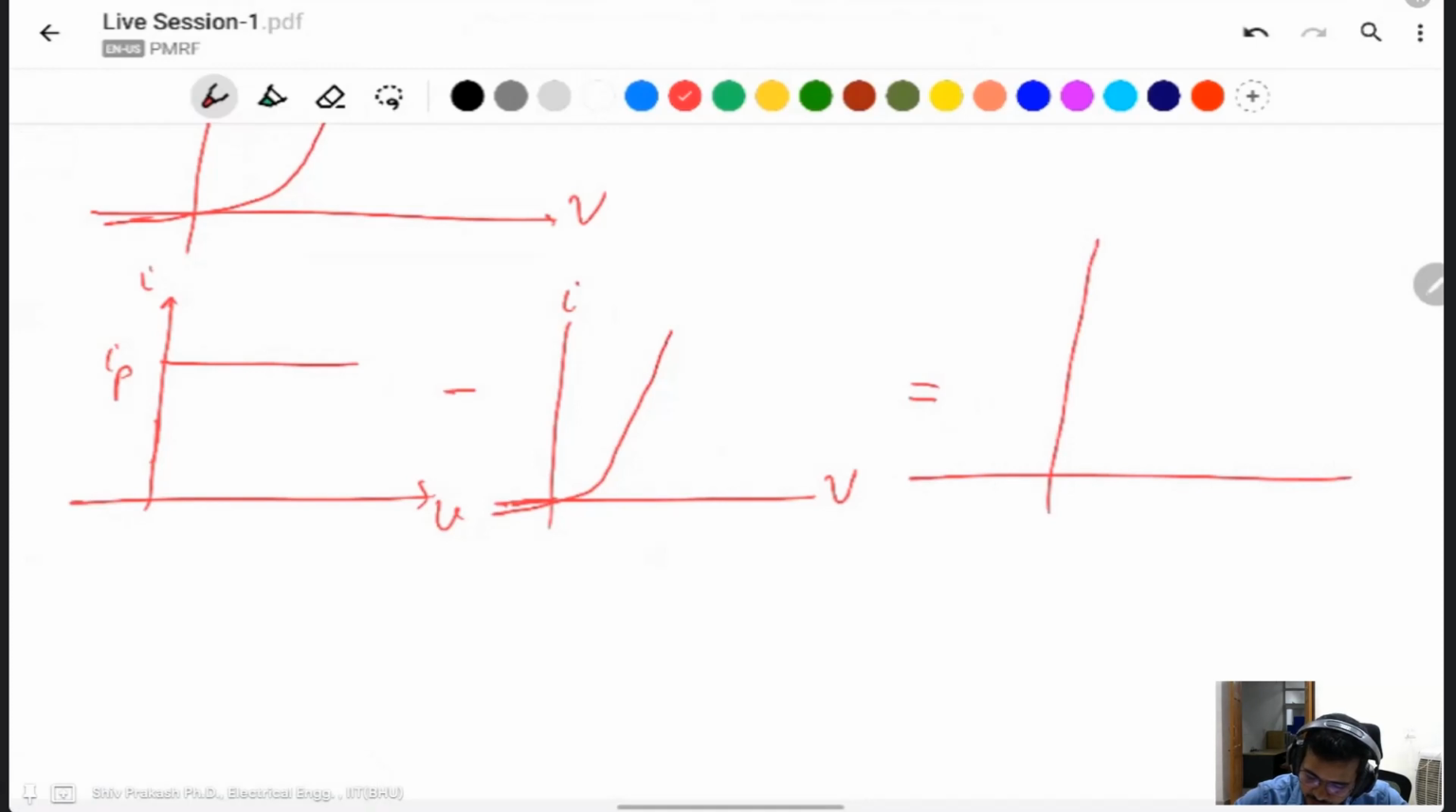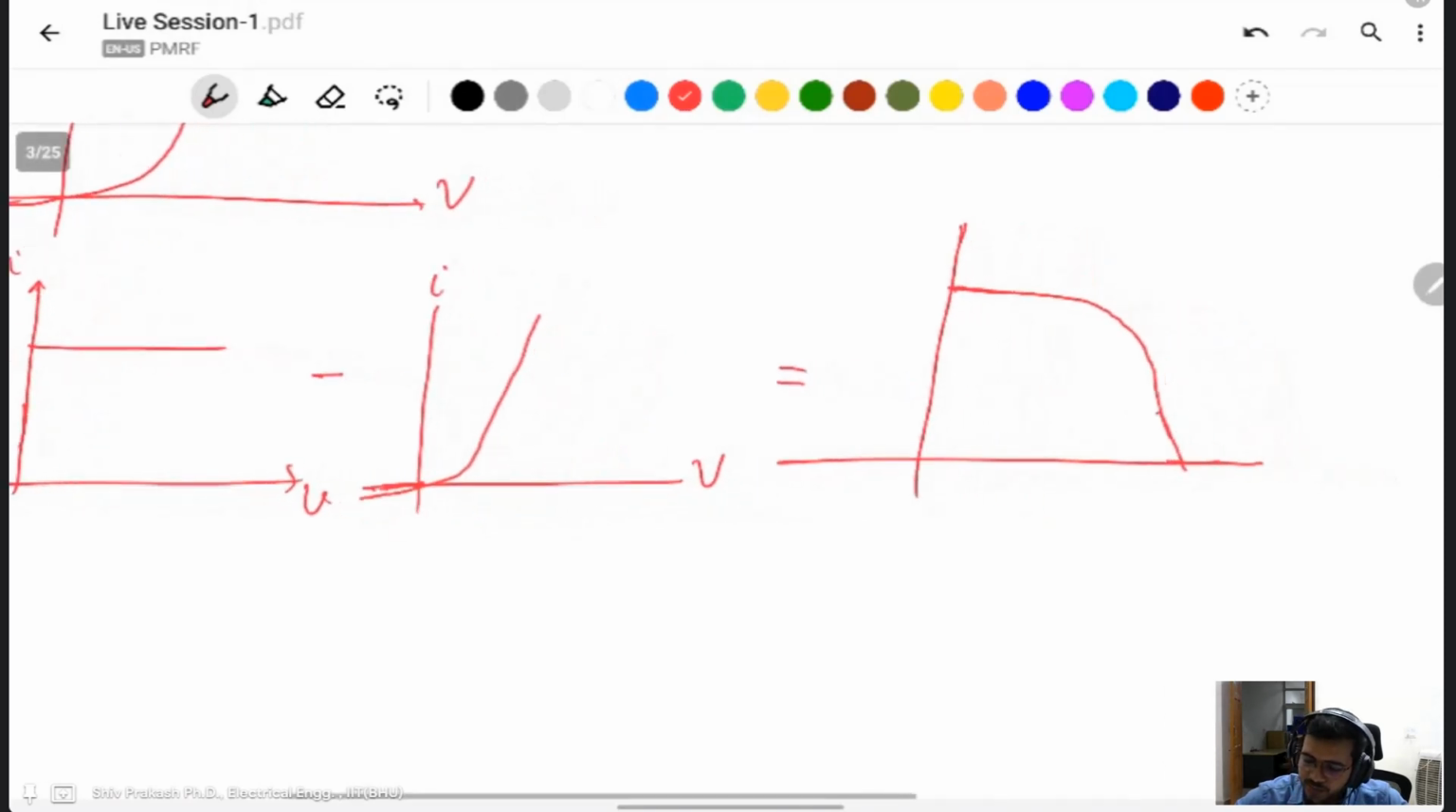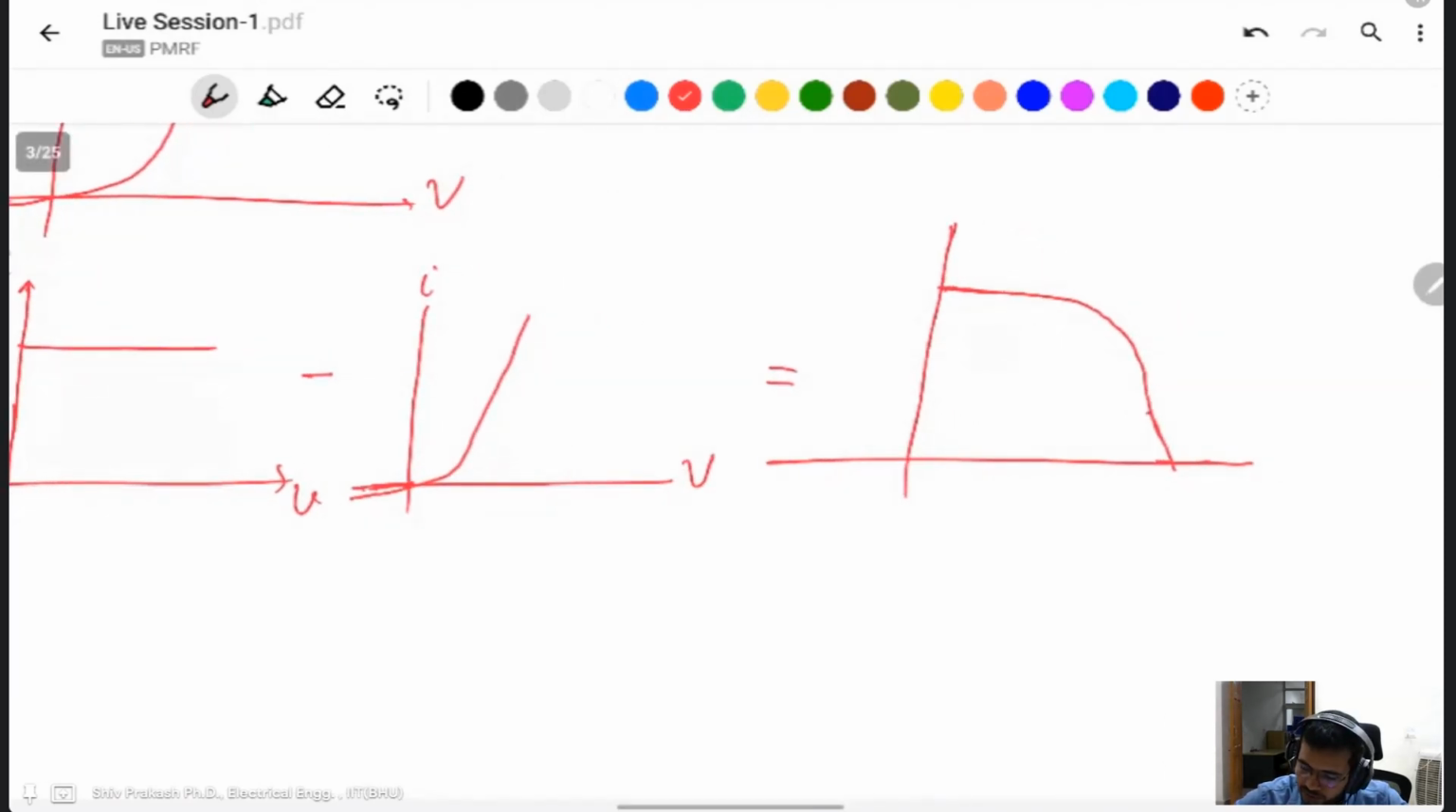At a voltage of 0, the whole IP appears here. If you increase the voltage, IP is constant, but the diode current will be subtracted. That's why this characteristic looks like a reverse characteristic of the diode.